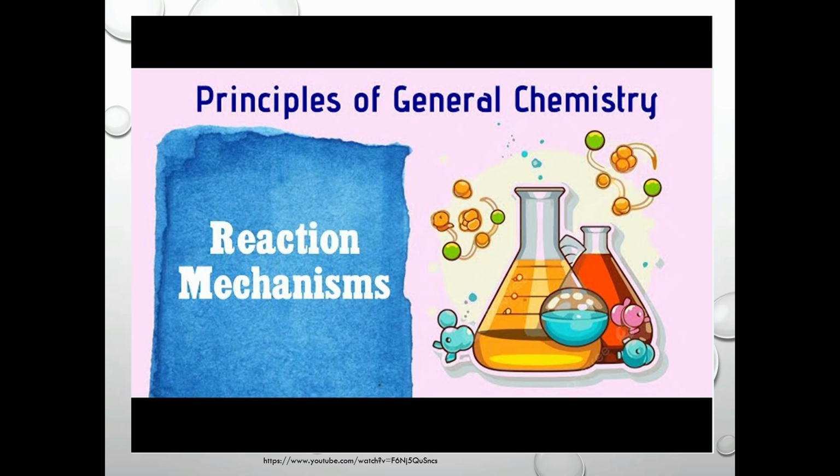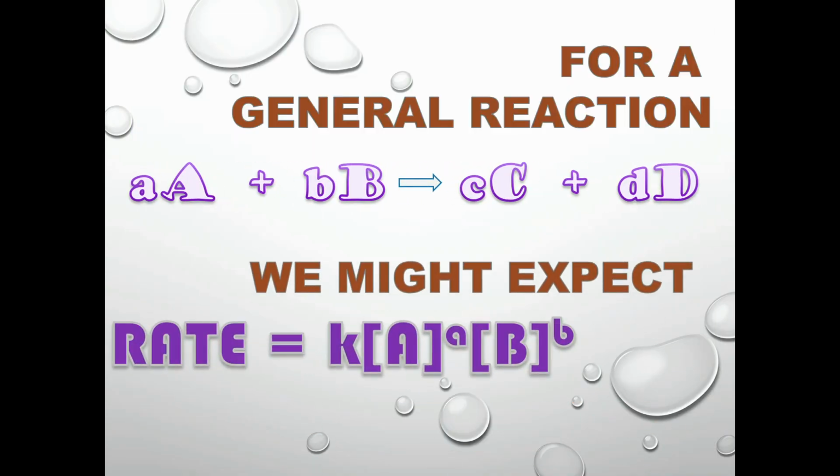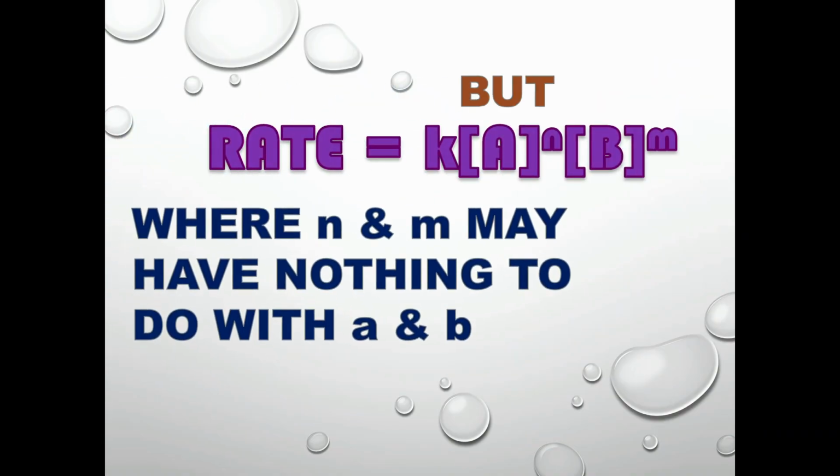Well, today we're going to talk about reaction mechanisms. For any general reaction, A plus B goes to C plus D. We never use the products, we only use the reactants. So we might expect that the rate is k[A]^a[B]^b. But we know that's not true. It's n and m, where they may or may not have anything to do with a and b.